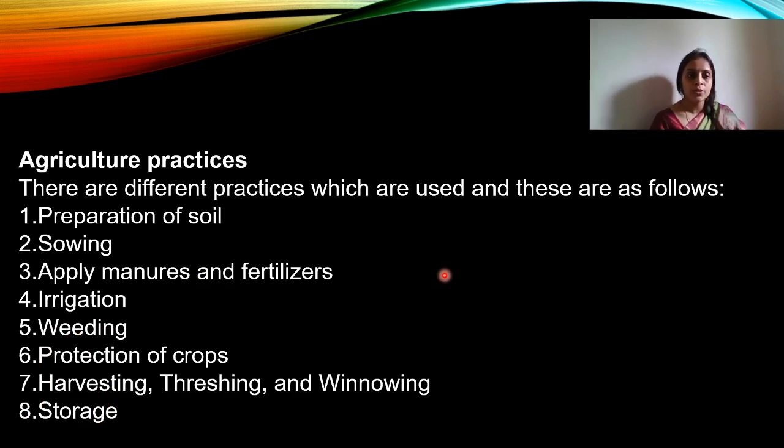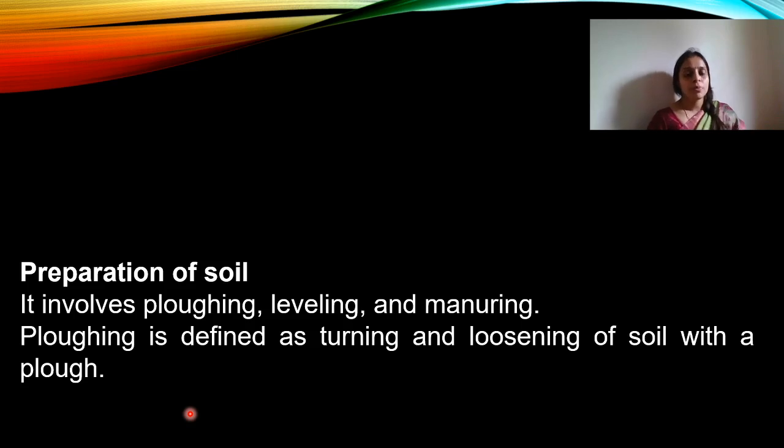Today, in this video, I'll be discussing agricultural practices like preparation of soil, sowing, different methods in that, as well as agricultural implements. There are different practices which are used, and they are preparation of soil, sowing, applying manure and fertilizers, irrigation methods, weeding, that's the removal of weeds, protection of crops, and different methods like harvesting, threshing, winnowing, and then it is storage. So, first is preparation of soil.